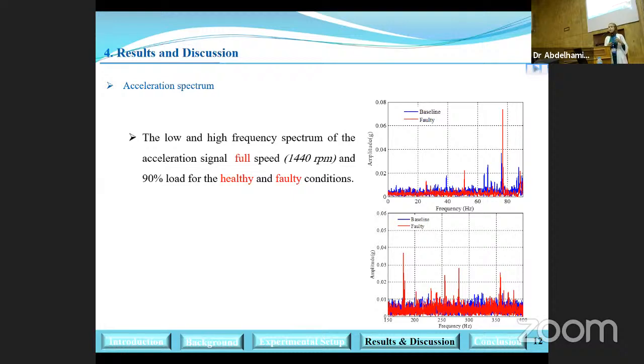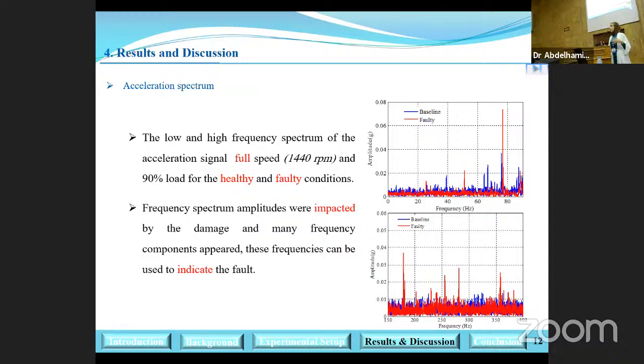The upper graph presents the low frequency spectrum for the acceleration signal, and the lower graph presents the high frequency spectrum for the same signal. The blue signal represents the healthy case, and the red signal the unhealthy case. We know that the amplitude of the acceleration signal in an unhealthy case is always greater than in a healthy case, and we can use this method for monitoring the three-phase induction motor.